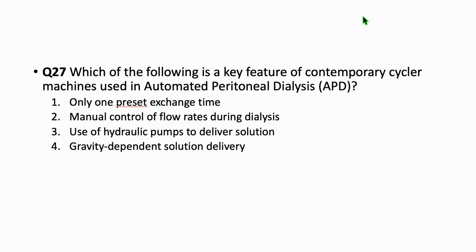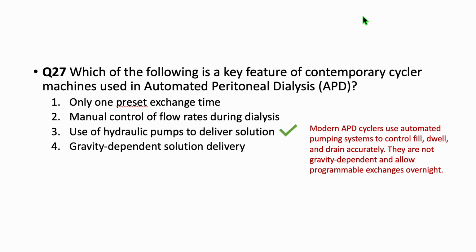Moving ahead, the next question is which of the following is a key feature of contemporary cycler machines used in automated peritoneal dialysis? So, what will be the key feature of the contemporary cycler machines present in automated peritoneal dialysis? Option 1 says only one preset exchange time. Second is manual control of flow rates during dialysis. Well, this is not going to be the answer since it is automated peritoneal dialysis. Option 3 here is use of hydraulic pumps to deliver solution, and option 4 is gravity dependent solution delivery.